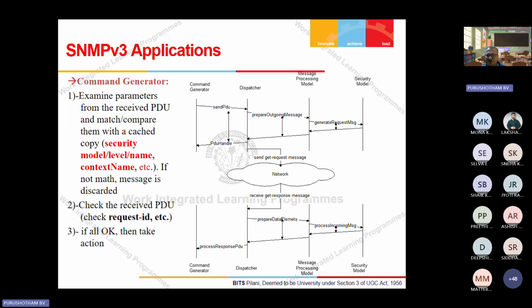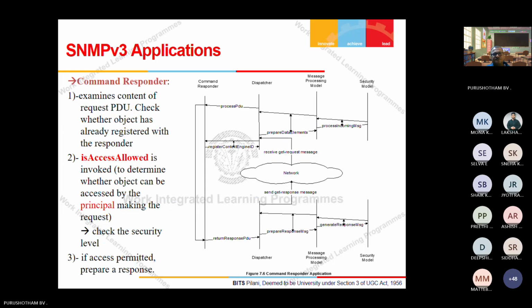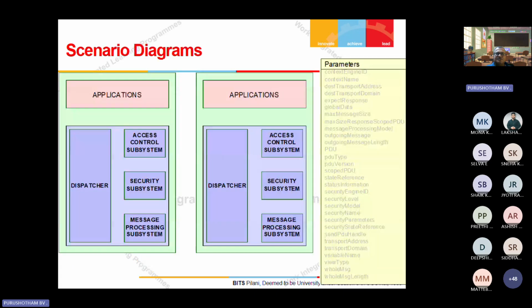Then it sends it to the message processing subsystem, where the headers are removed, and then sent to the security for proper validation. Now security will send it back to the message processing. Message processing will hand it over to the dispatcher, and the dispatcher to the command generator. The same thing applies to the command responder.